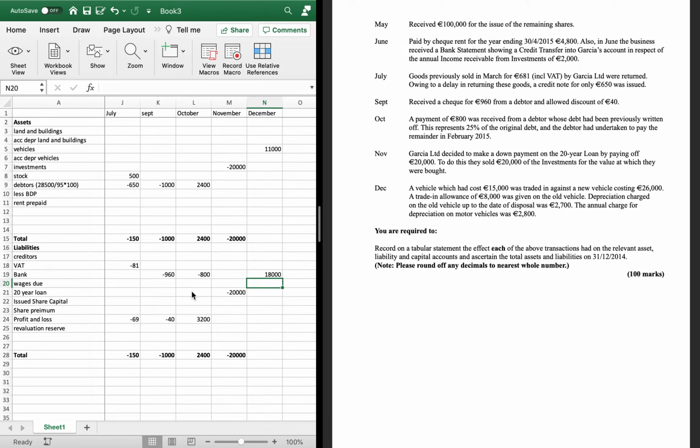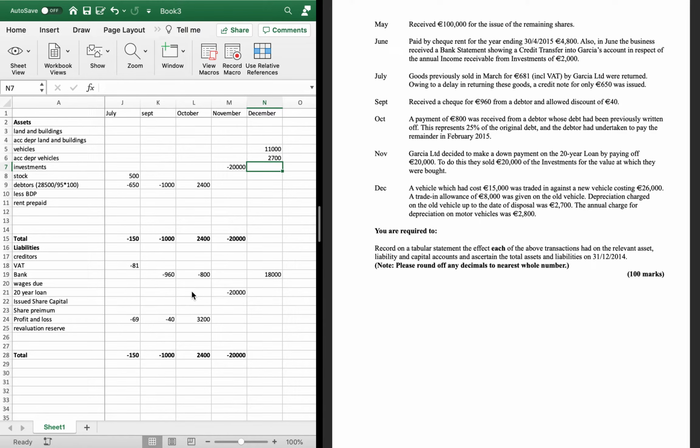Depreciation charge on the old van on disposal was 2,700. So your accumulated depreciation is going down by 2,700. Sorry, it's going up by 2,700. You're getting rid of it, so you don't have it anymore. So that's 13,700 versus 18,000. Now you can work this out a couple of ways. The balancing figure could be profit and loss. So 13,700 compared to 18,000 is a loss of 4,300.